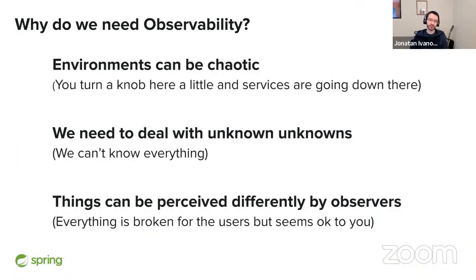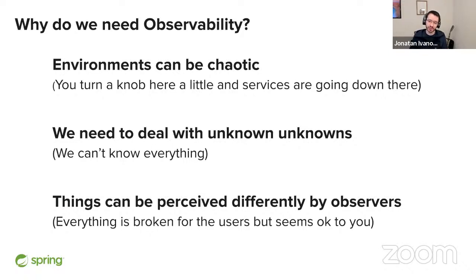But to make it a little bit worse, these environments can be very chaotic. That means that maybe everything is fine right now, but you turn a knob a little in one region and services are going down in another one.